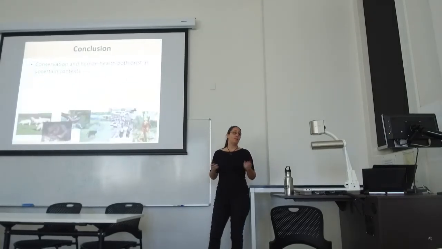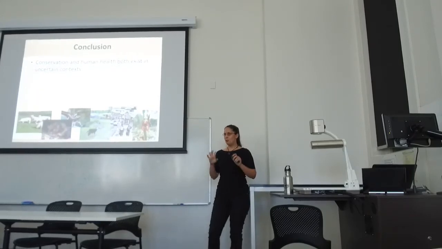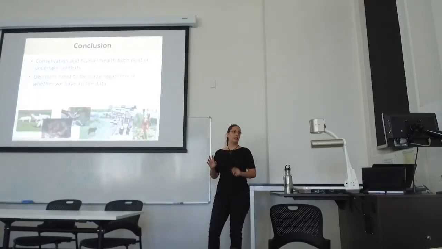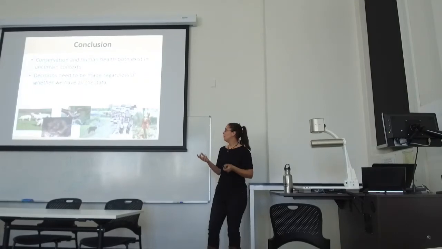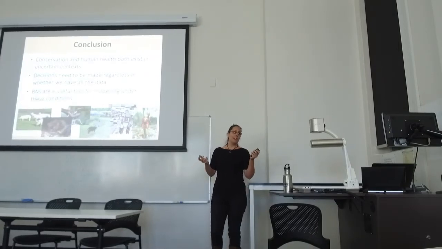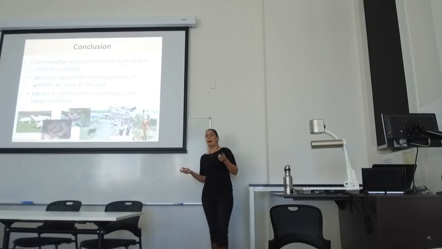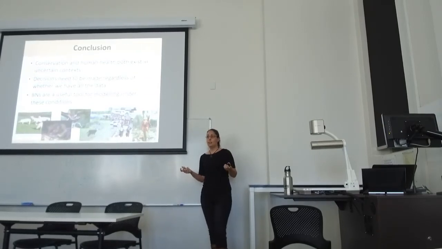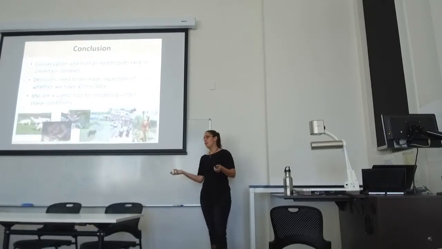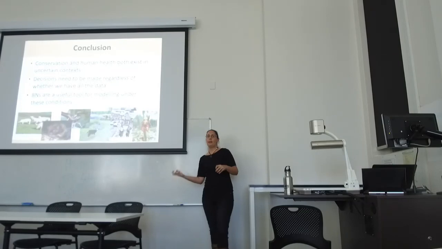So in conclusion, conservation and human health both exist in this really uncertain context. But in both of these fields, we have to make decisions regardless of whether or not we have all the information. And Bayesian networks are a really useful tool for modelling this, and also a really good example of how developments in one field can be used in another field. So if one field makes advances in one technology, we need to make sure we're carrying that over and that everyone is benefiting from it.